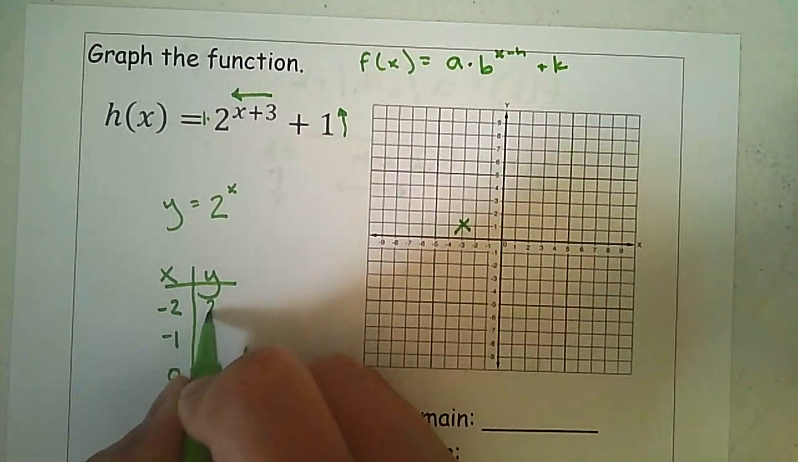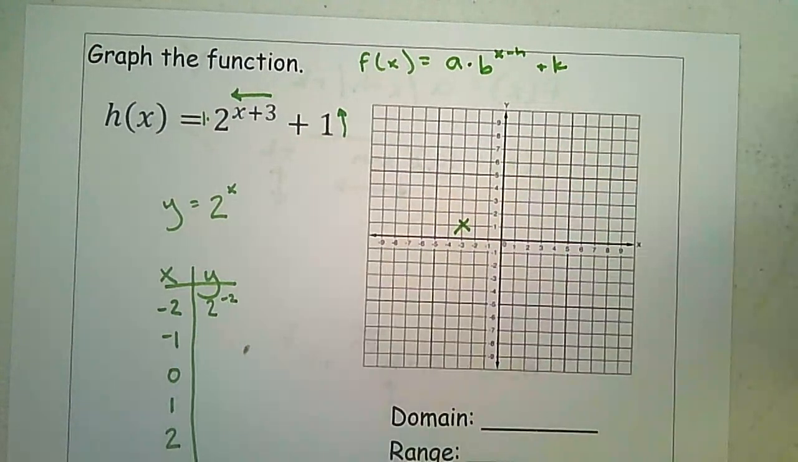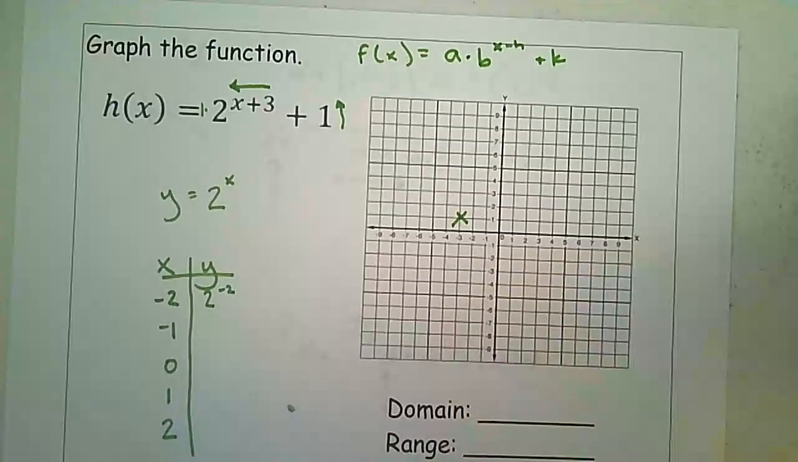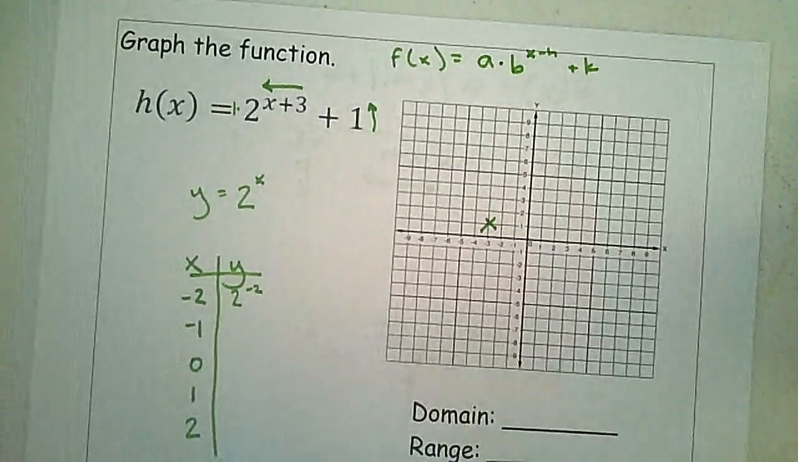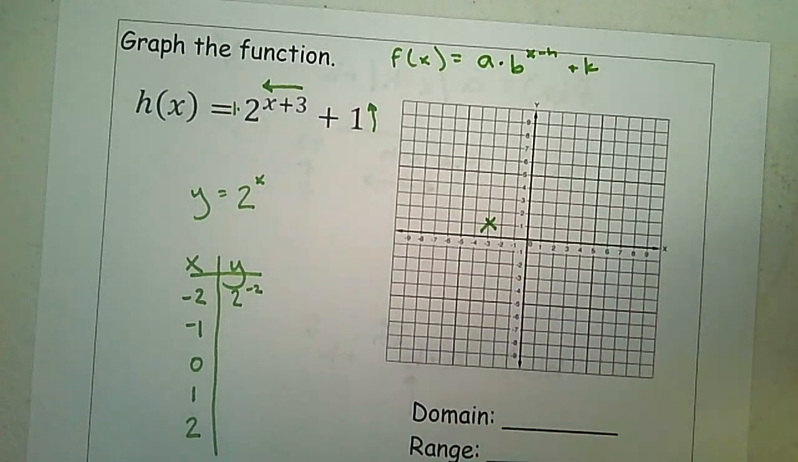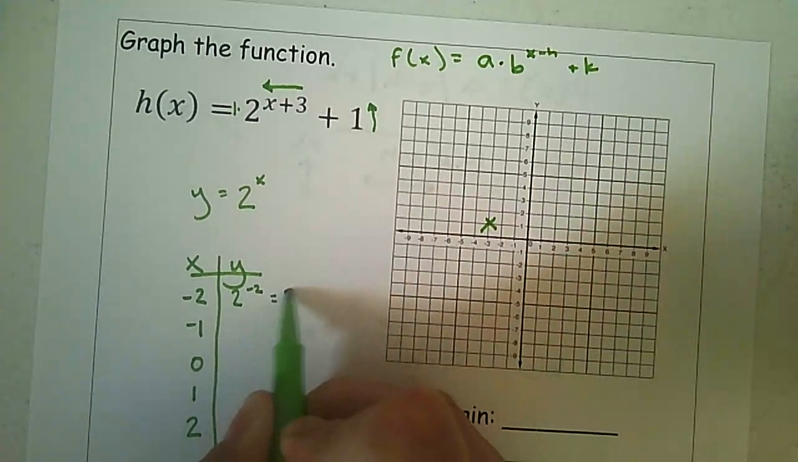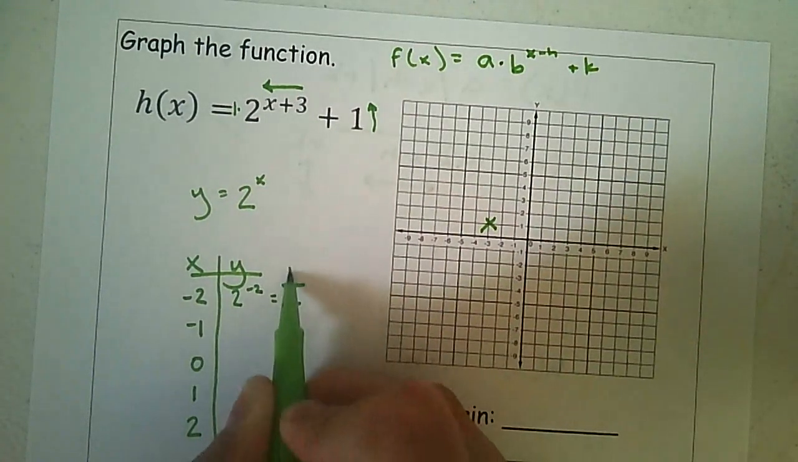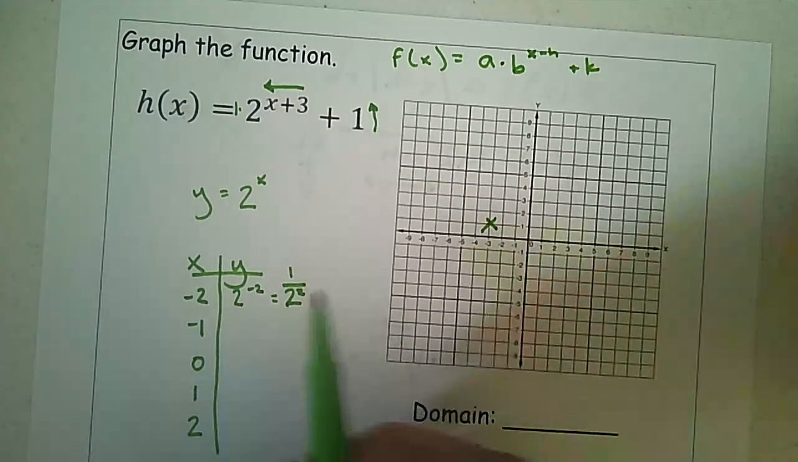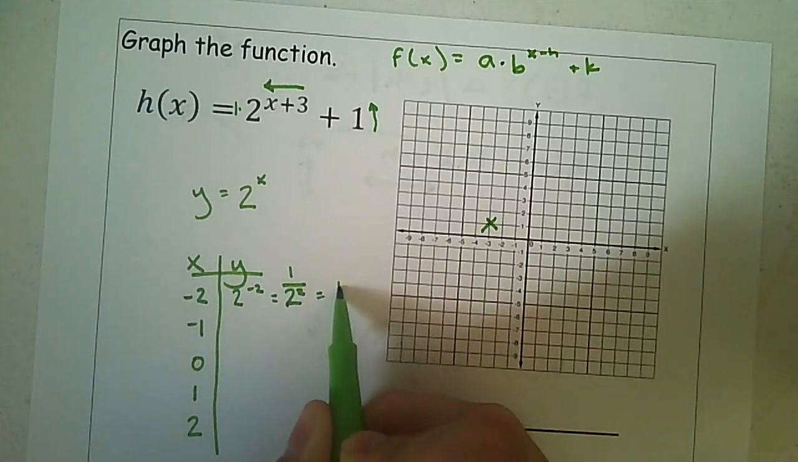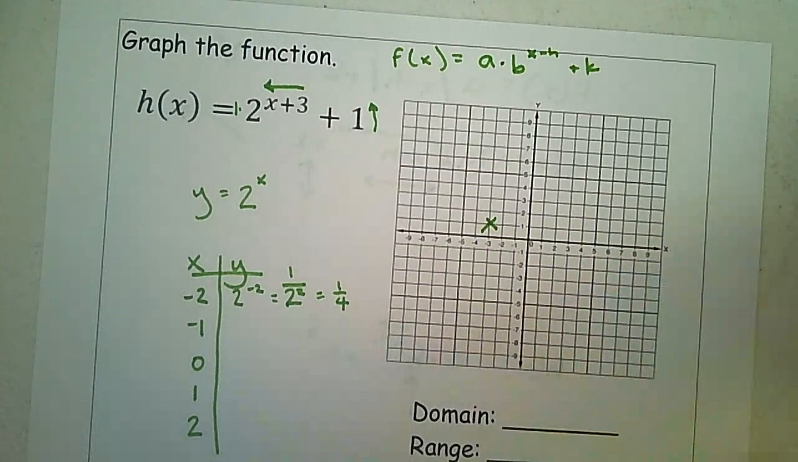So I'm going to end up with 2 to the -2. Remember, when we have negative exponents, that flips it to the bottom. And notice our exponent becomes positive. And now when I clean this up, 2 squared is going to be 4. So it's going to be 1/4.